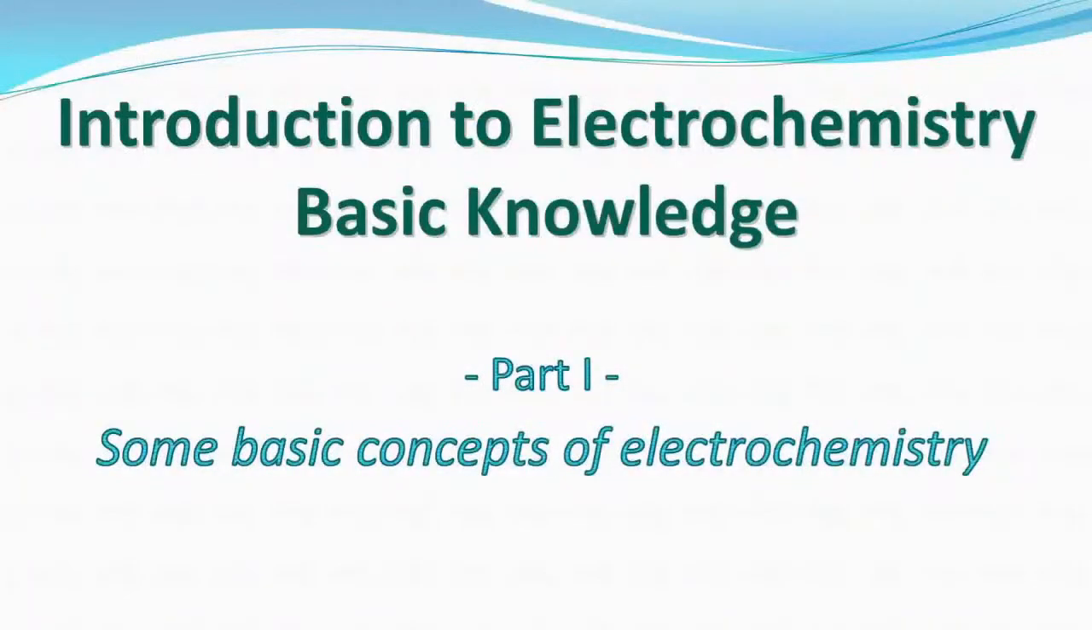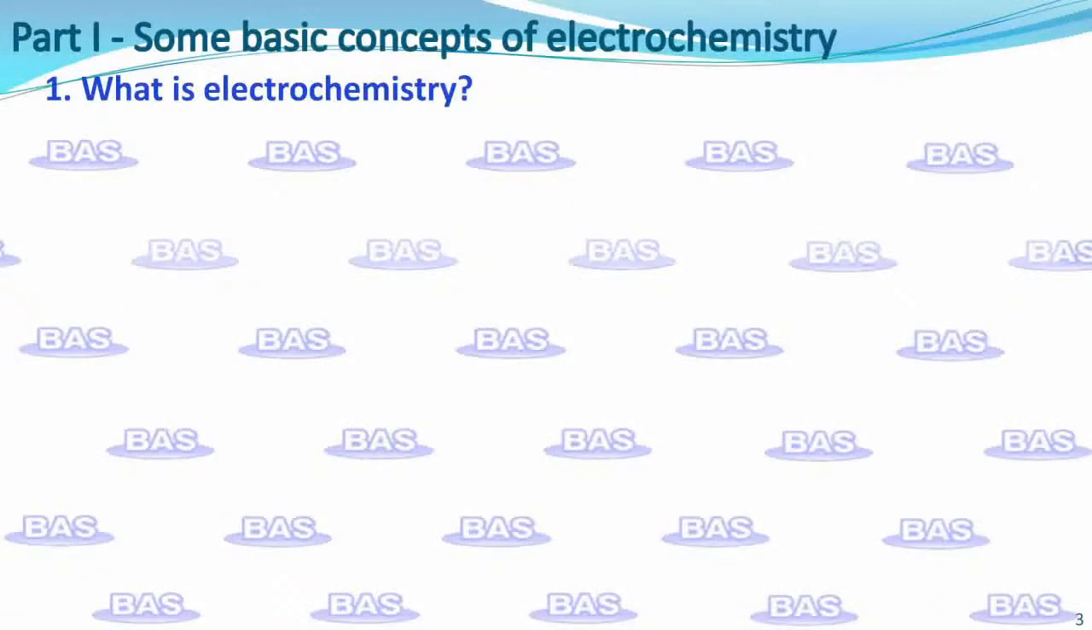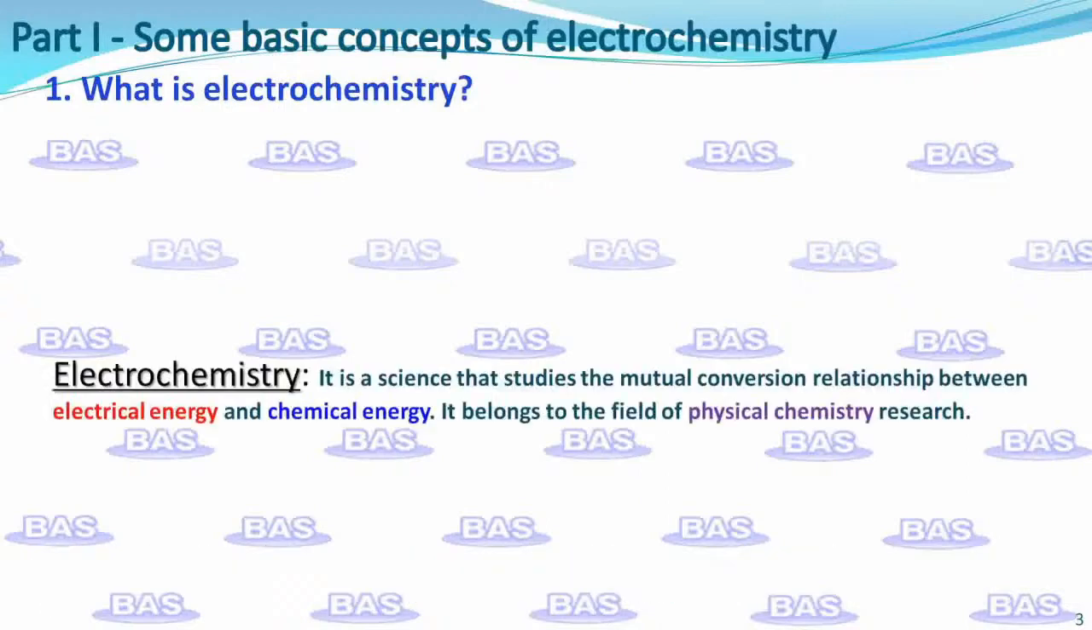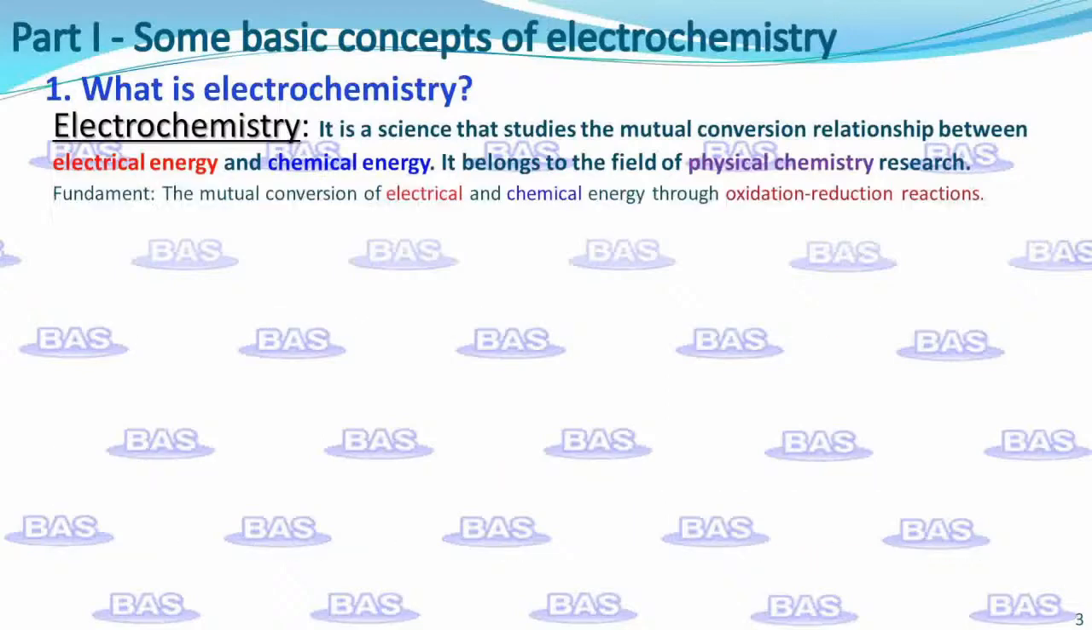This video introduces some basic concepts about electrochemistry for researchers who are studying electrochemistry. The first part of this series will introduce the following topics. Electrochemistry is the science that studies the interconversion relationship between electrical energy and chemical energy. It belongs to the field of physical chemistry research. The fundamental of electrochemistry is the interconversion of electrical energy and chemical energy through redox reactions.